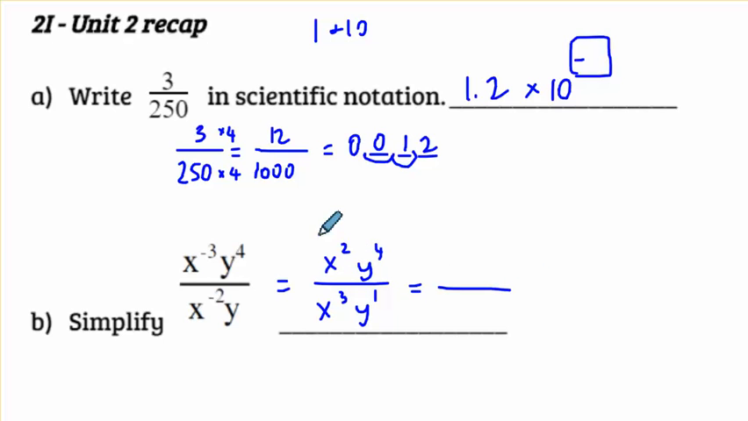So we're going to divide, which means that we subtract our exponents. So 3 minus 2 is 1, and it goes wherever the bigger exponent is. Since 3 is bigger, it's going to go down here. Now we take care of the y's. Well, we subtract again. 4 minus 1 is 3. It goes wherever the bigger exponent is. So y to the third power would be on the top.